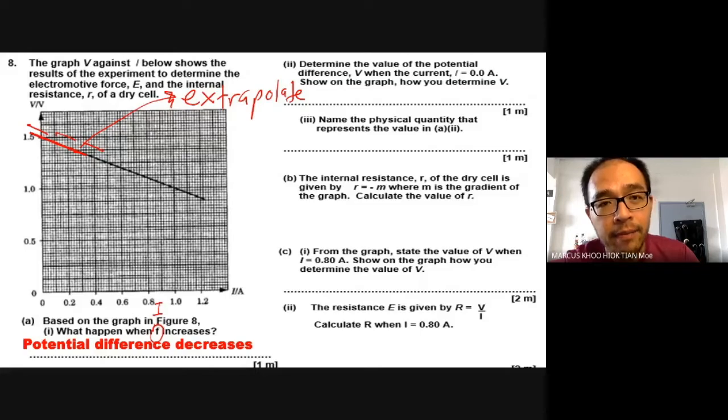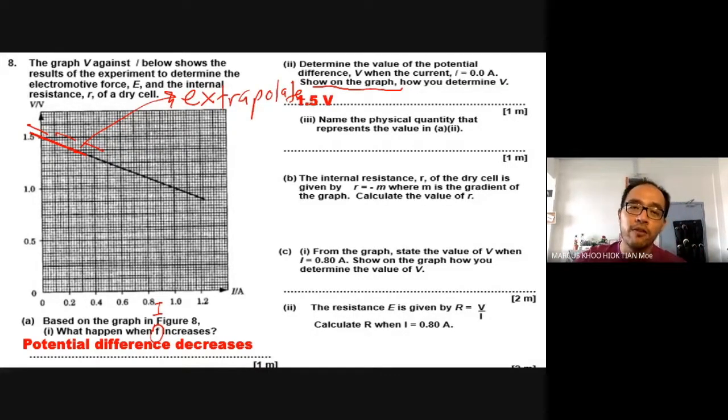Because I was so focused on asking Shafiq Iqbal how do you show on the graph, I forgot to ask him 1.5 what? 1.5 durians, 1.5 chickens, 1.5 volts. Never forget the unit.